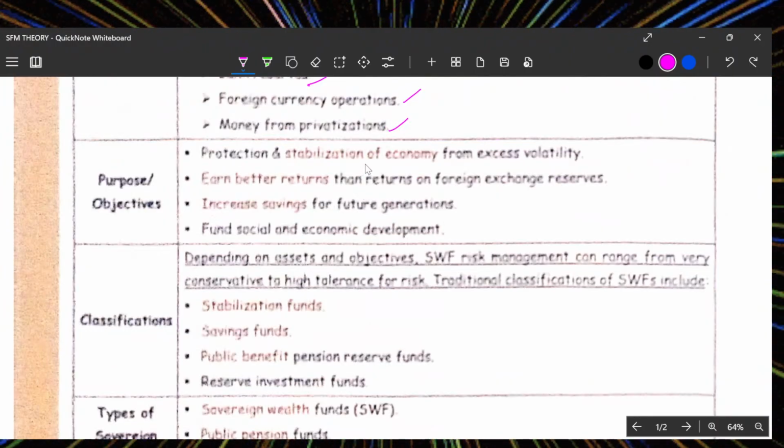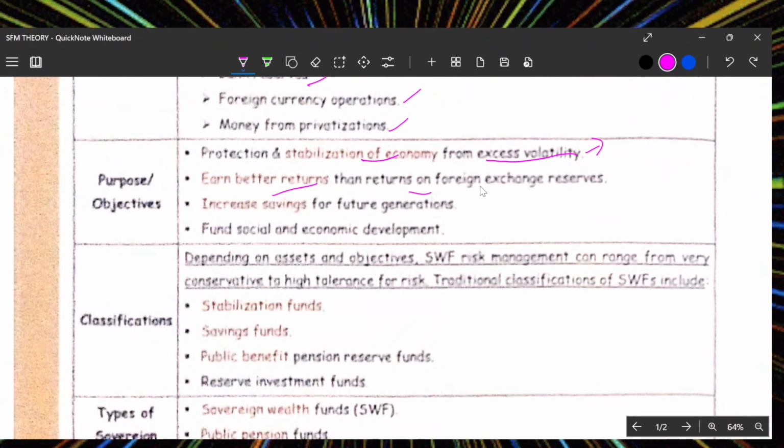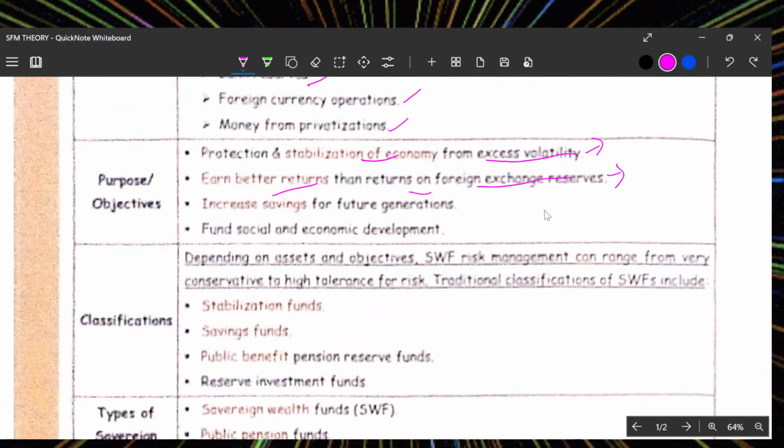Purpose: to protect the stabilization of the economy from excess volatility. We want to save, and at the same time the country also wants to save. That is why a sovereign wealth fund earns better returns than returns on foreign exchange reserves. So we should not always depend on foreign exchange reserves; rather, we should also have our own fund.